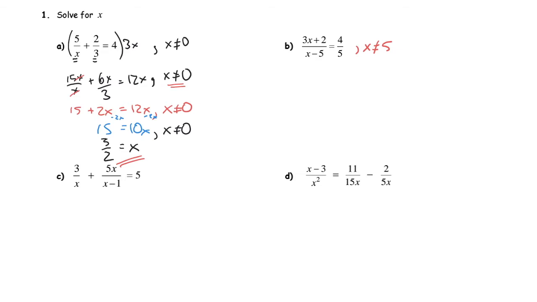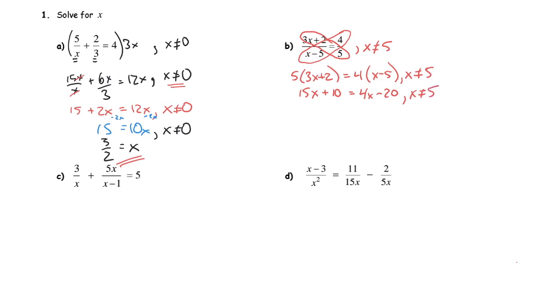And now, because it's a proportion, I am going to do what we call cross multiplication. So I'm going to get 5 multiplied by (3x plus 2) will equal 4 multiplied by (x minus 5). And then I'm going to get 15x plus 10 when you distribute that through, equals 4x minus 20 when you distribute the 4 through. And bear in mind that this is still x cannot equal 5. That restriction exists all the way down here.